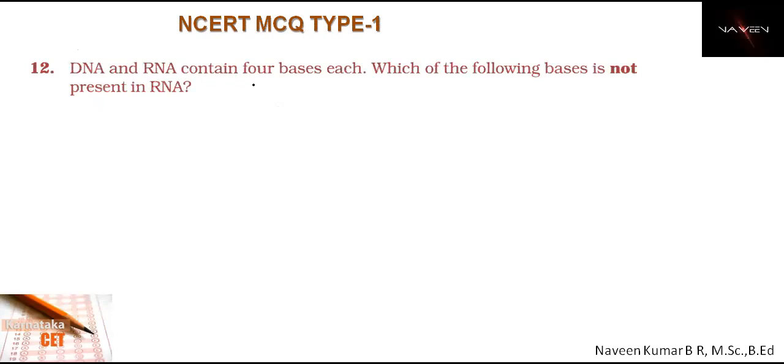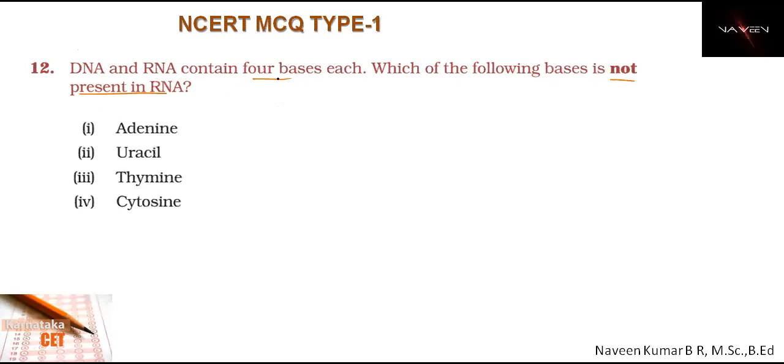DNA and RNA contain 4 bases each. Which of the following bases is not present in RNA? Thymine is not seen in RNA. Uracil is not seen in DNA. Now, with respect to the question, the correct answer is that thymine is not seen in RNA.